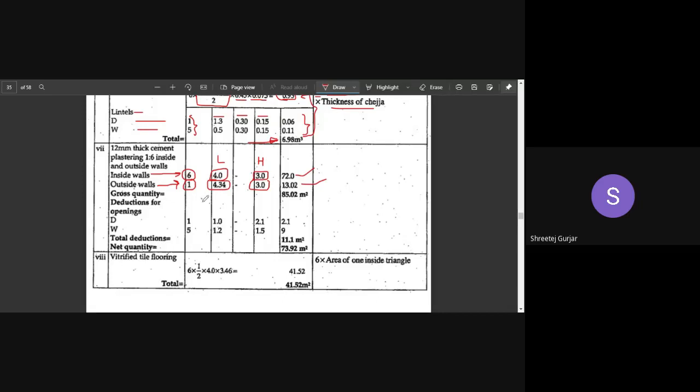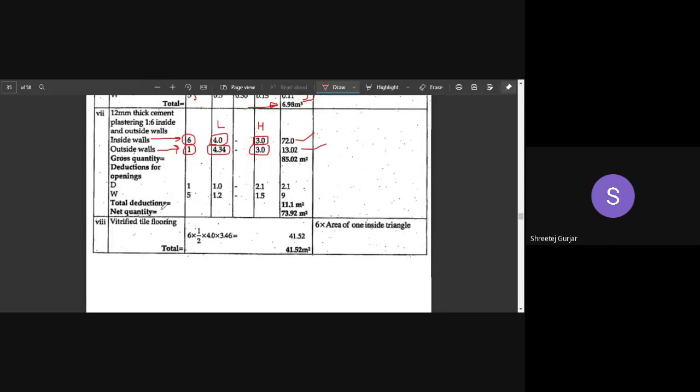So, deductions. I'm moving on to deductions. Same thing which we have done previously, you can calculate the deductions which are required, and then you can calculate the net quantity. So very easy, right? Very easy.